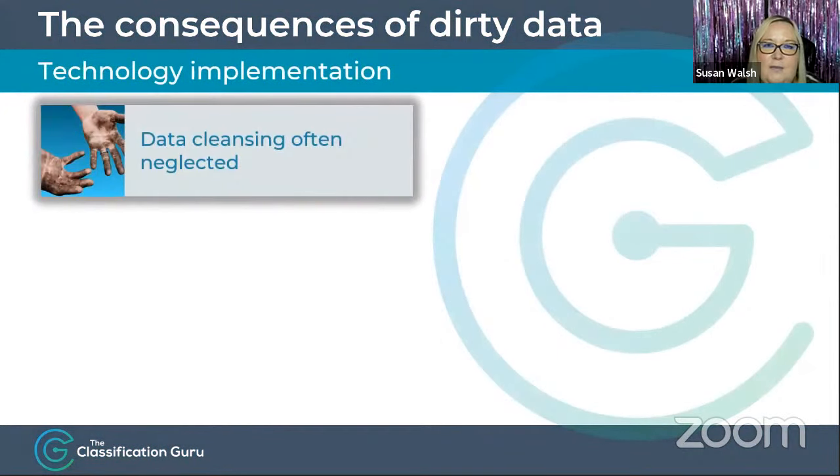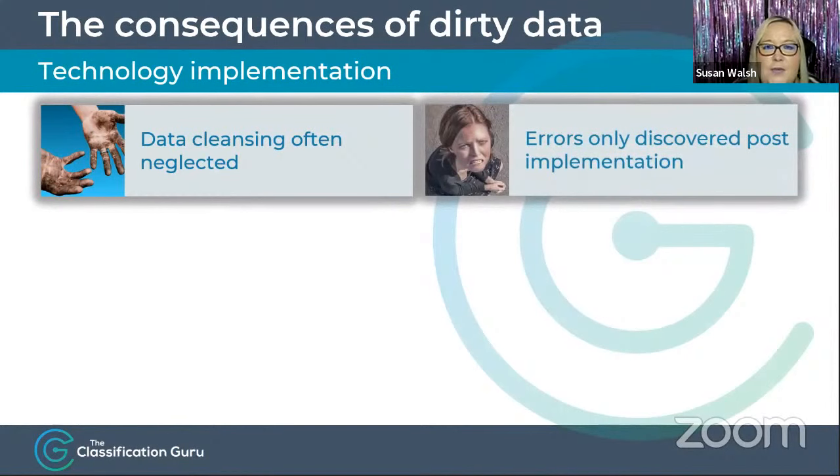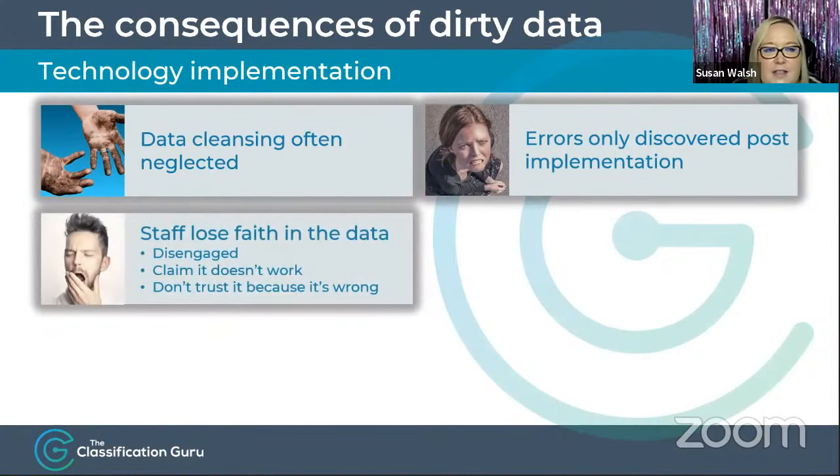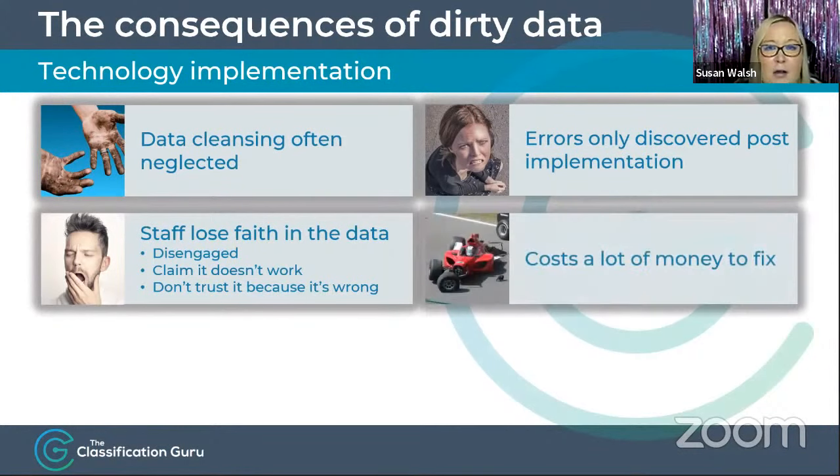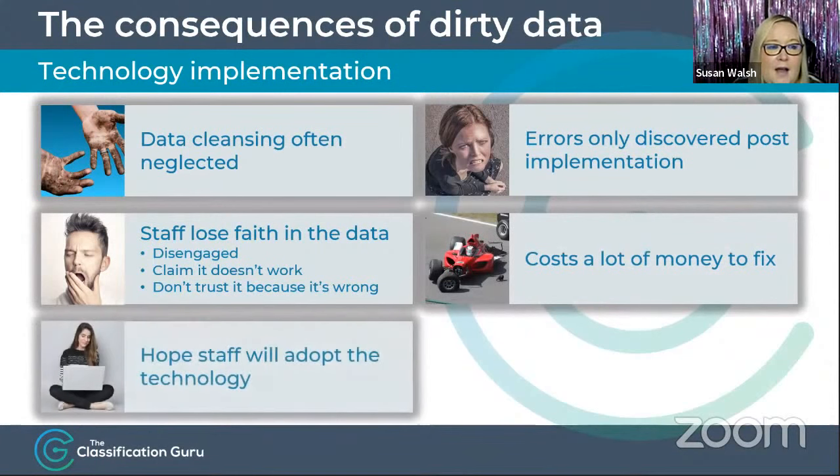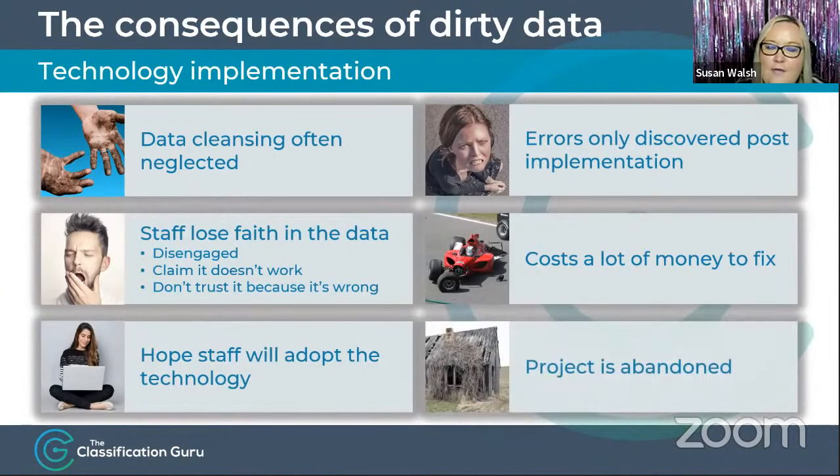And then, of course, technology implementation. I'm sure we've all seen this. Data cleaning, cleansing is often neglected. With ERPs and CRM systems, errors are only discovered post-implementation. Staff lose faith in the data. They claim it's disengaged, doesn't work, they don't trust it because it's wrong. If you're building the tools yourself, you might even have been blamed for it, but it's not your fault. It's the dirty data. And it can be an awful lot of money to fix that. Then you have to hope that if you do fix it, the staff will readopt that technology. Do they still have trust in that system? Because quite often projects can be abandoned. And we're not talking hundreds or even thousands of pounds, euros, or dollars. We're talking millions sometimes. So it can be hugely costly.